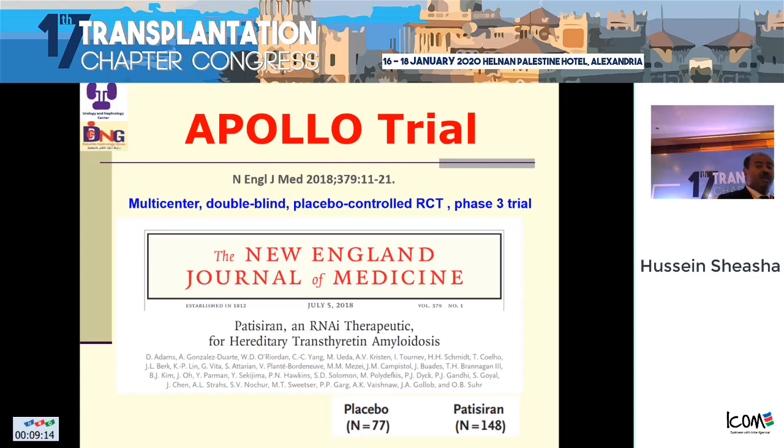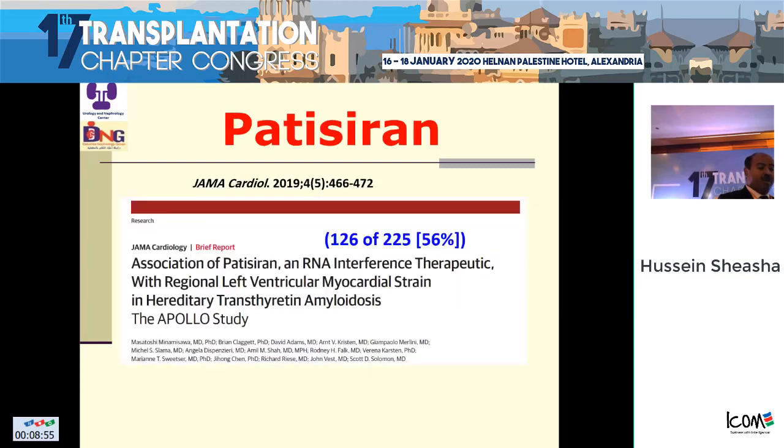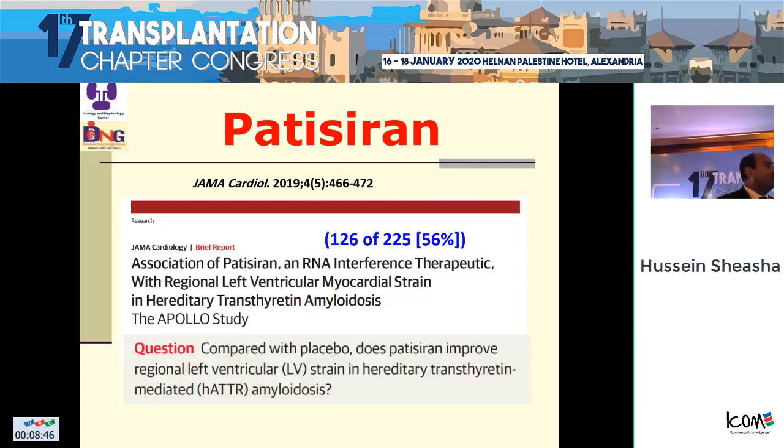phase 3 study, which assessed patisiran, used for treating hereditary transthyretin amyloidosis. So by using this drug, the polymers of amyloidosis are inhibited, and this improved the neuropathy so much. And a post-hoc analysis in JAMA Cardiology the next year proved that this drug helped cardiology as well.